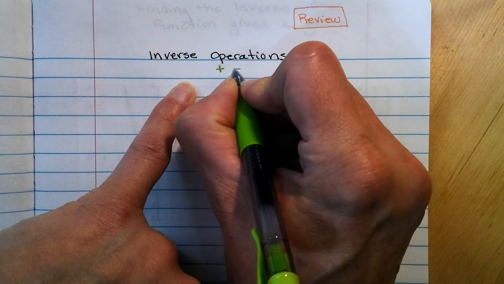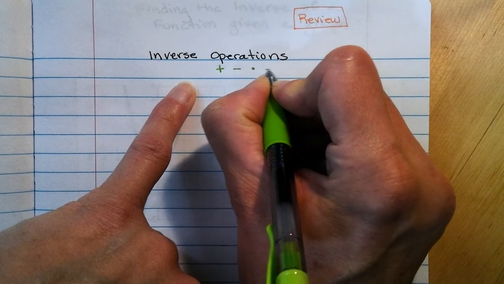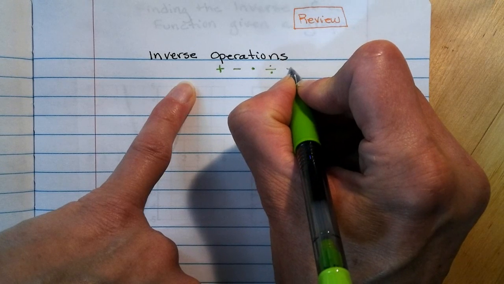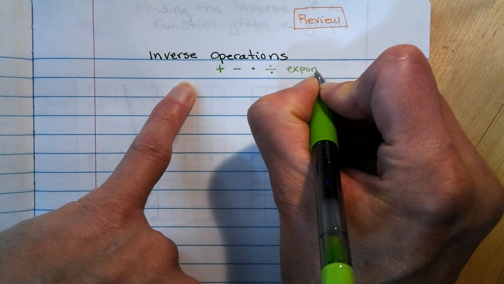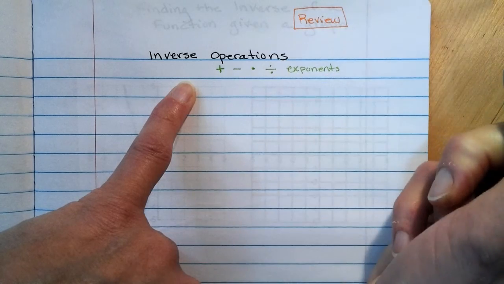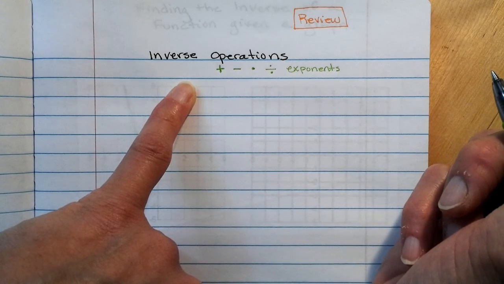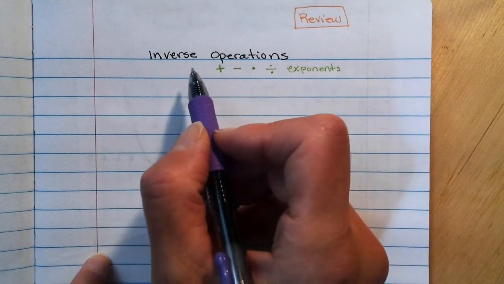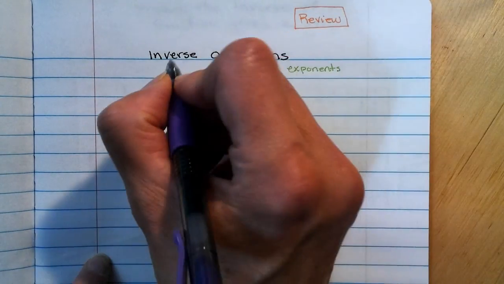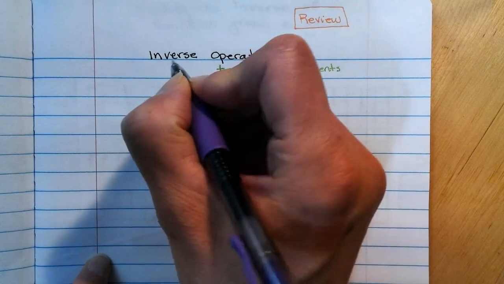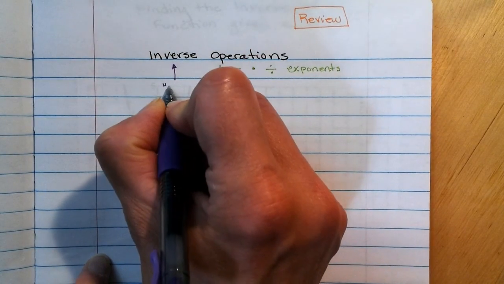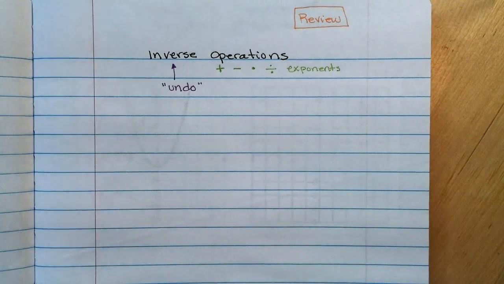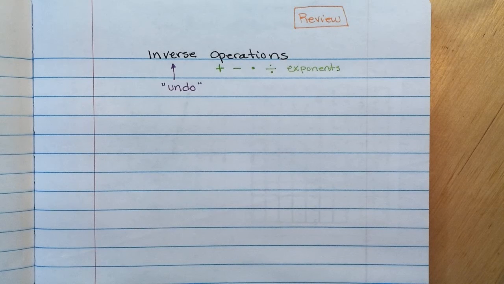So addition, subtraction, multiplication, division, and then we also hear this thing called exponents, which I'll just write out as a word. Okay? Parentheses is not a part of it. The other thing that students get a little bit confused about is this word inverse. So inverse simply means you undo it. Okay? So let's go ahead and talk about these specifically.